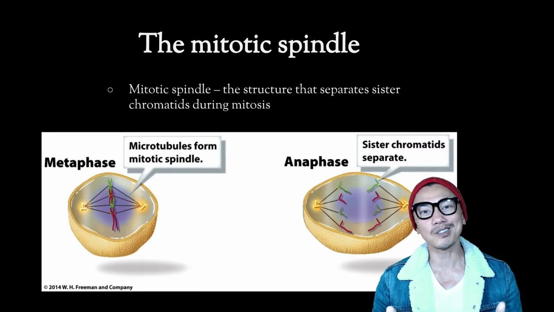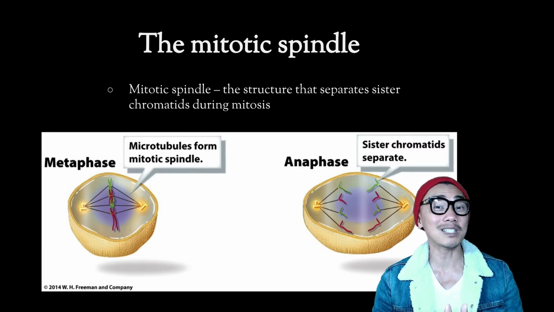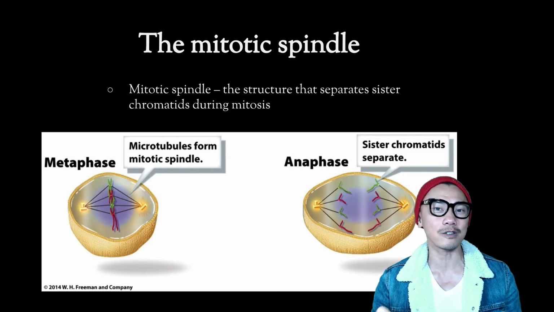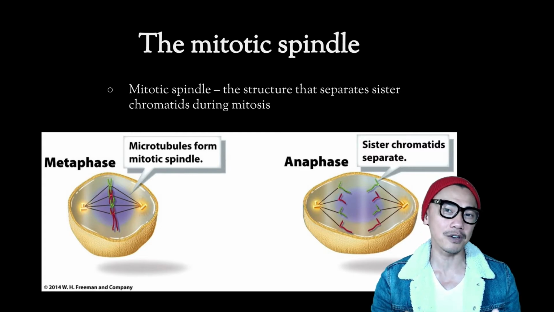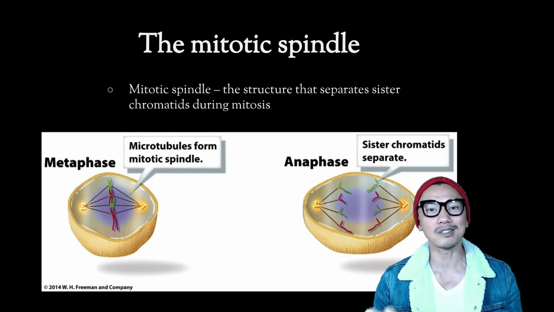Let's start today's discussion by talking about the mitotic spindle. The mitotic spindle is the structure that separates sister chromatids during mitosis. It begins to form during prophase, finishes forming during metaphase, and separates sister chromatids during anaphase.